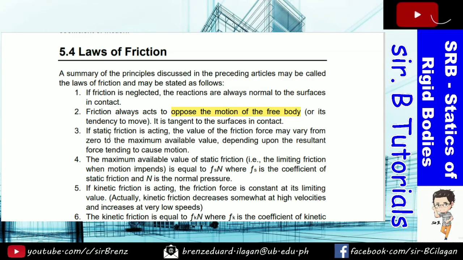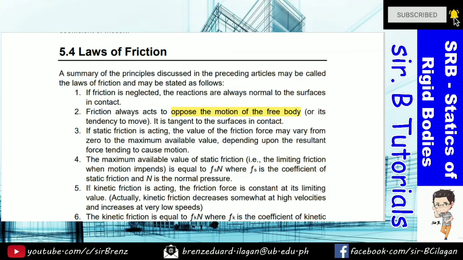Okay, number 3, if static friction is acting, the value of the friction force may vary from 0 to a maximum available value, depending upon the resultant force tending to cause the motion. Okay? So the maximum available value of static friction, the limiting friction when motion impends, is equal to F sub S, or mu sub S multiplied by N, where mu sub S is the coefficient of static friction and N is the normal pressure or the normal force.